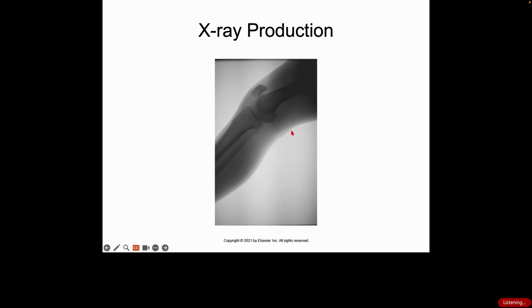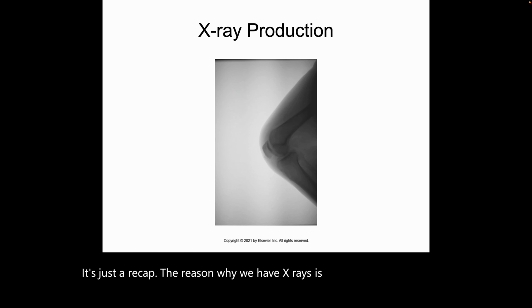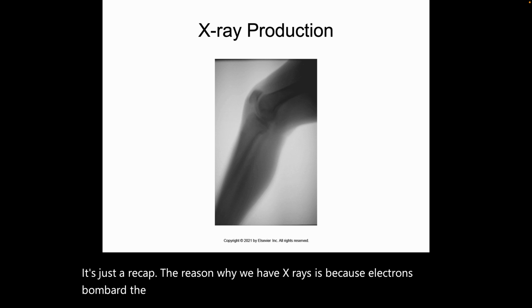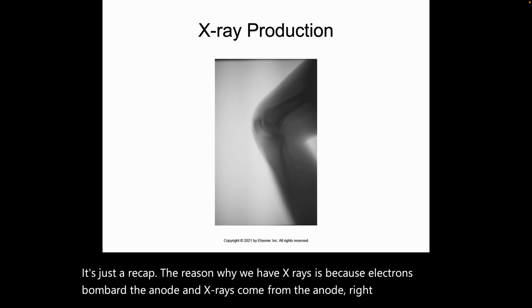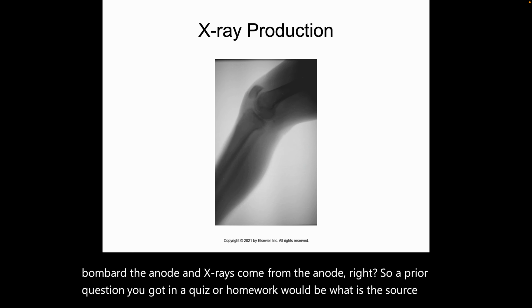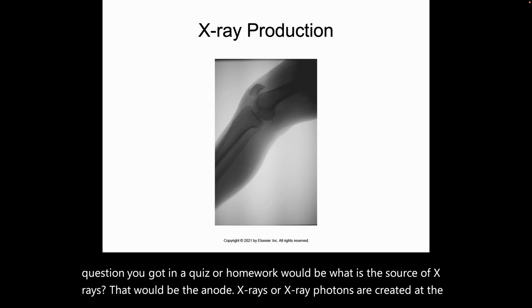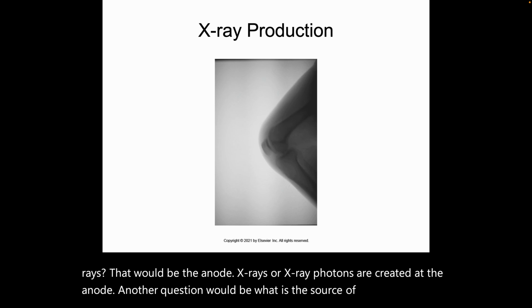So just to recap, the reason why we have X-rays is because electrons bombard the anode and X-rays come from the anode, right? So a prior question you got in a quiz or homework would be, what is the source of X-rays? That would be the anode. X-rays or X-ray photons are created at the anode. Another question would be, what is the source of electrons? That would be the cathode, right?